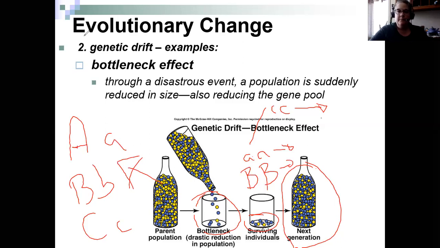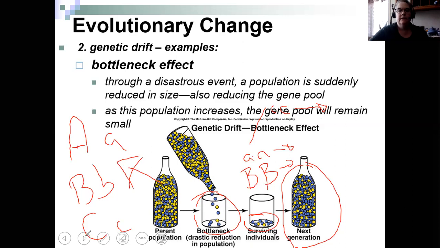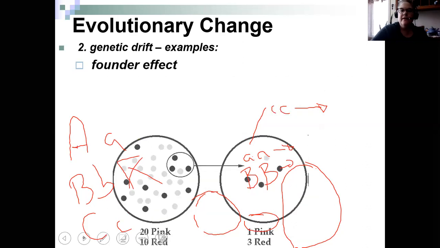The other sub-example of genetic drift, let's get to this here. Oh, whoops, another bullet here. As this population increases, the gene pool will still be small. It'll lack diversity, as we just said. Okay, so founder effect.